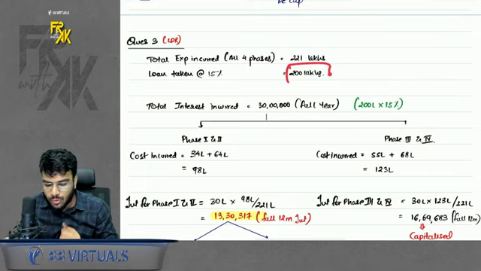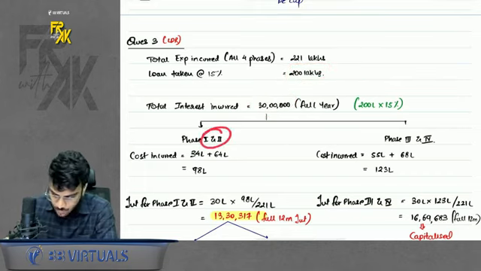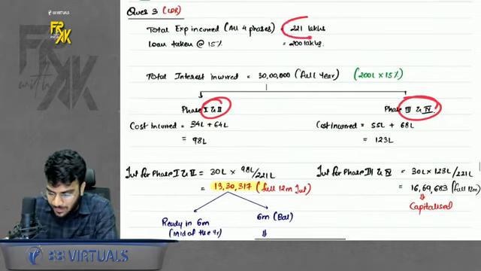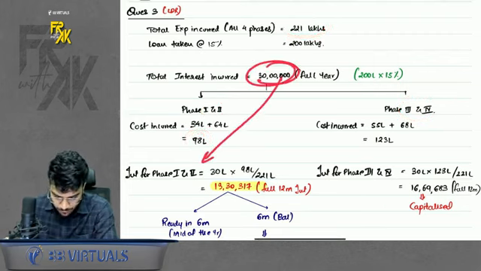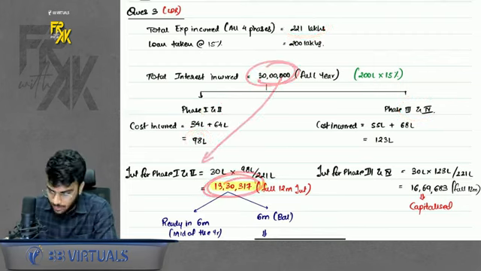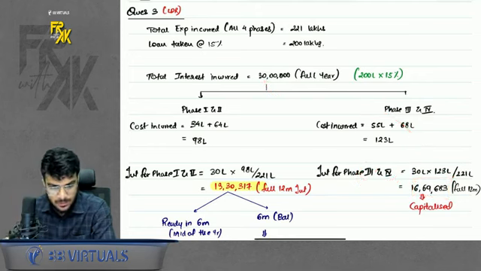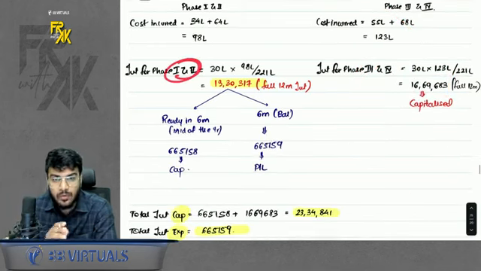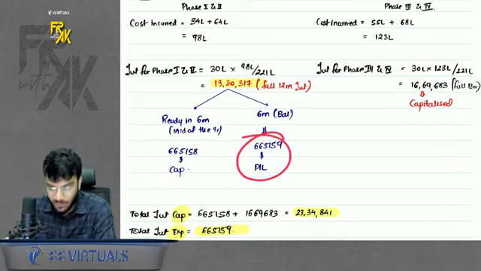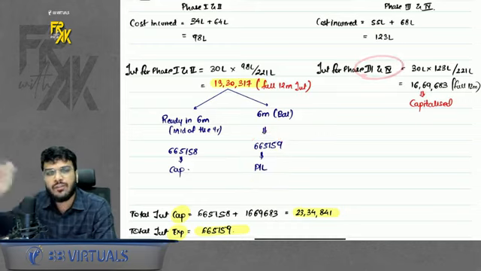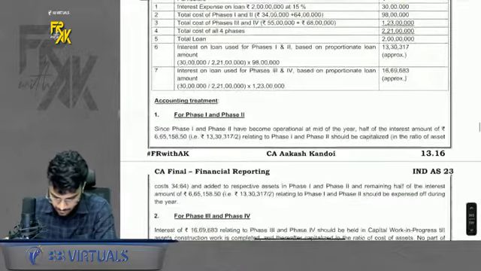We took a lesser amount of loan. So bifurcate this interest based on the expenditure incurred in phase 1, phase 2 and phase 3, phase 4. Out of 221 lakhs, I incurred 98 lakhs in phase 1 and 2. So the proportionate interest for phase 1 and 2 is this much, and the proportionate interest for phase 3 and 4 is this much, based on the ratio of cost incurred. Now phase 1 and 2 were ready in the first 6 months only, so capitalize interest for only 6 months, and the remaining interest goes to profit and loss. Phase 3 and 4 were not ready for the full year, so capitalize the full 12 months interest. That's it. This was your illustration number 3.